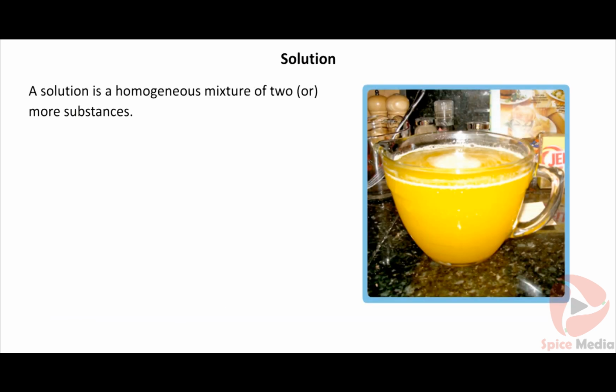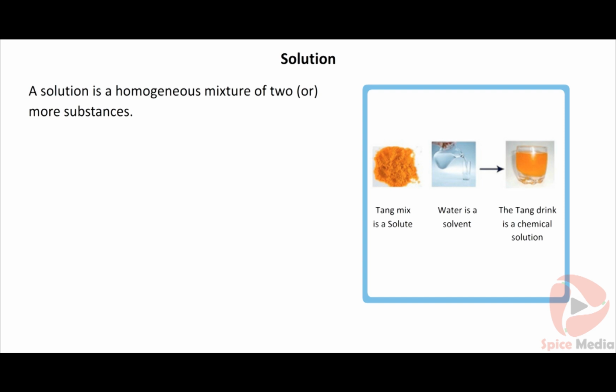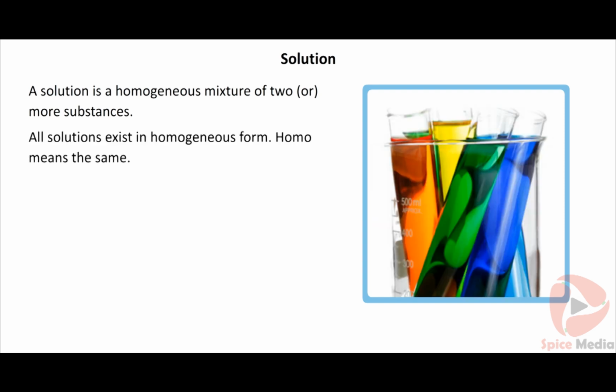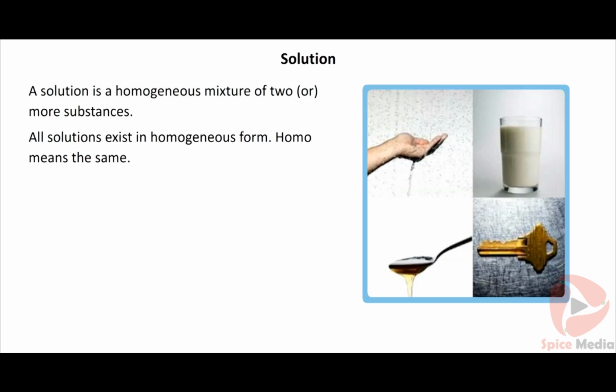A solution is a mixture of two or more substances in a single phase. One constituent is regarded as solvent and the other as solutes. All solutions exist in homogeneous form. Homo means the same. It has the same uniform appearance and composition throughout. Maintain one phase: solid, liquid, and gas.